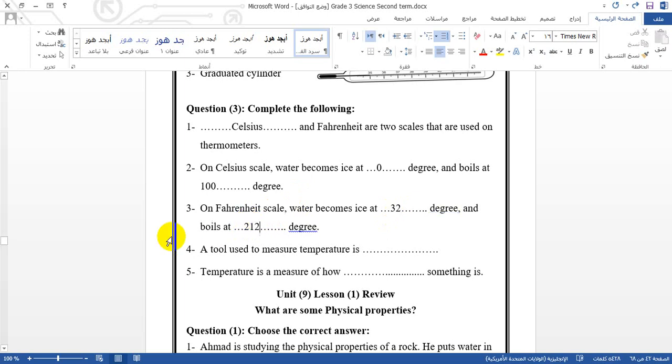In Fahrenheit, the water will boil at 212 degrees. 4. A tool used to measure the temperature is what exactly? The thermometer. The thermometer is the tool that we use for measuring the temperature of the weather. Okay guys, temperature is a measure of how warm something is.